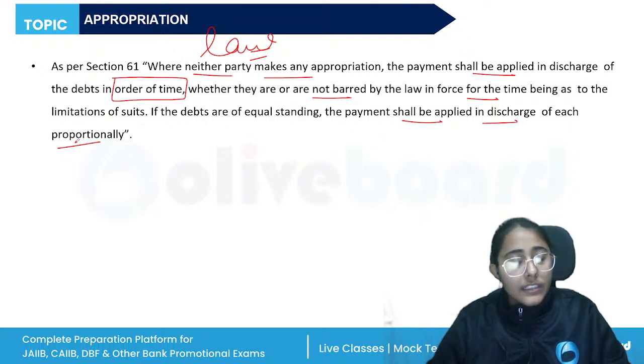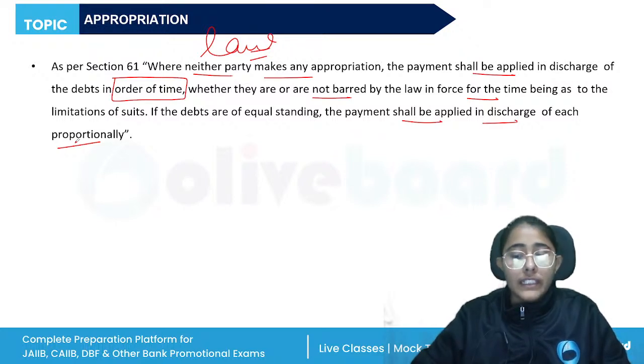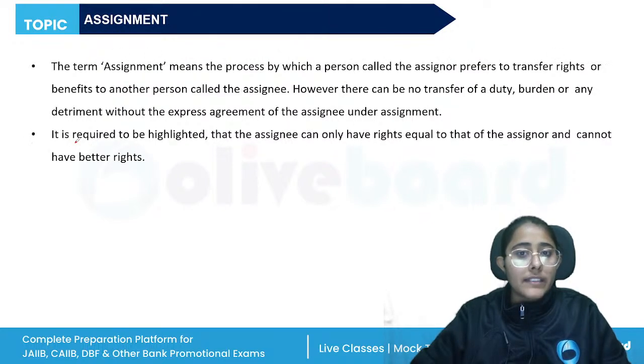All right, so section 59 is the discretion of the debtor, section 60 is the discretion of the creditor, and section 61 talks about the law when neither party makes an appropriation. This is the charge of appropriation between the creditor and the debtor.